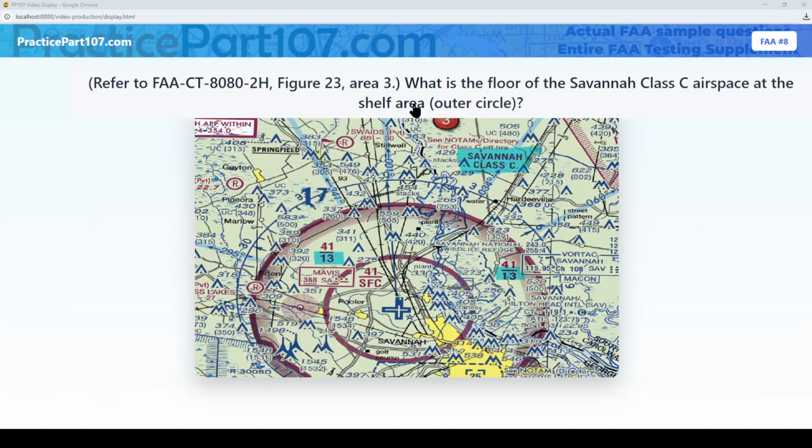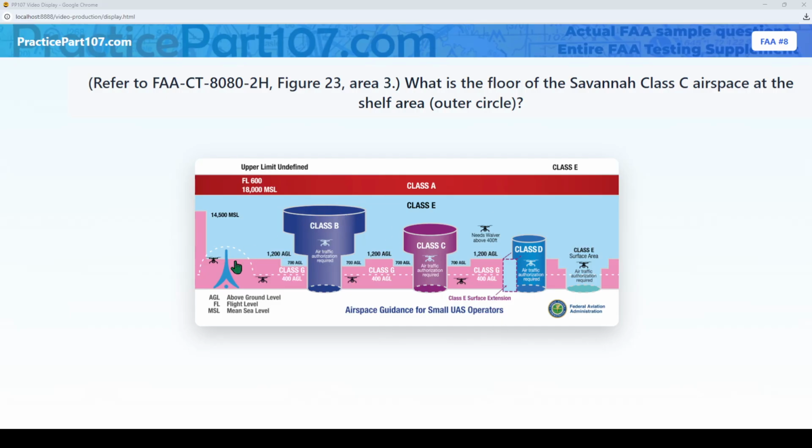Then they want to know the outer ring, the outer circle. So this is a diagram of your airspace. Class B, Class C, Class D, Class E. And then there is Class G around here, okay? And there is this Class E outside of a Class D. So they're wanting to know this layer here on a Class C. How do we know what the bottom of this is?